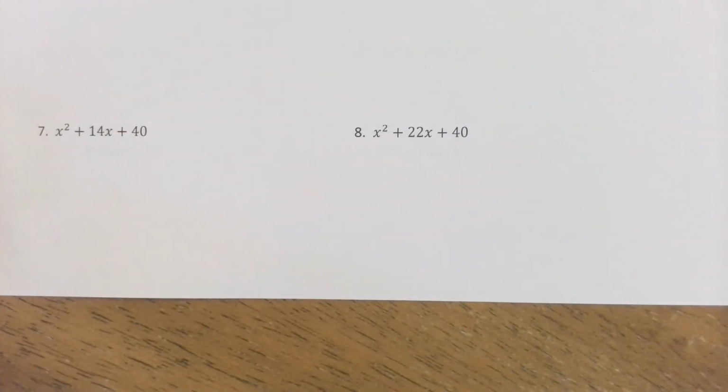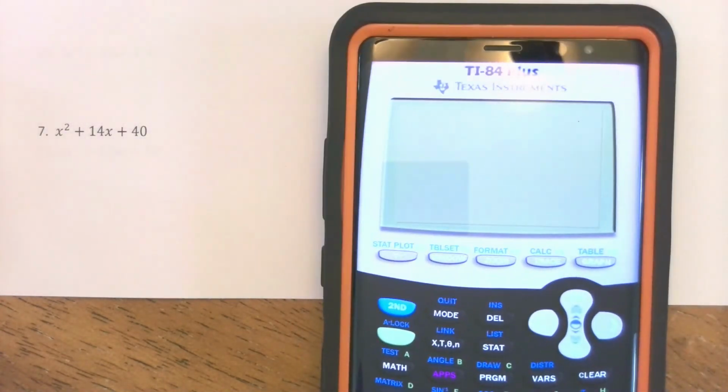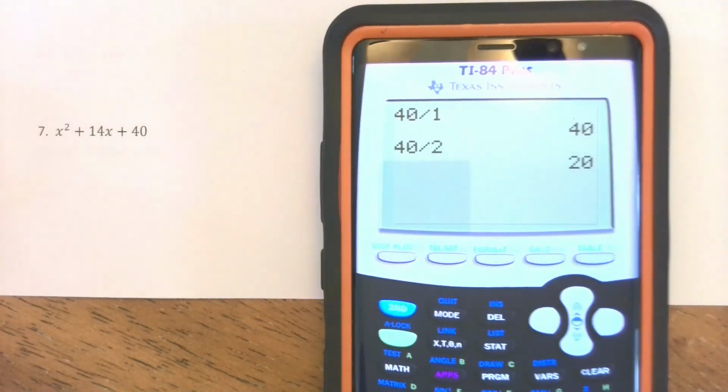If you can't do that list in your head, remember there's a way to take a calculator and do it. You just go 40 divided by 1. Keep track of the answers that come out to be whole numbers, like 1, 40, 2, and 20. Because you're going to get a bunch along the way that are not, and you want to discard those.